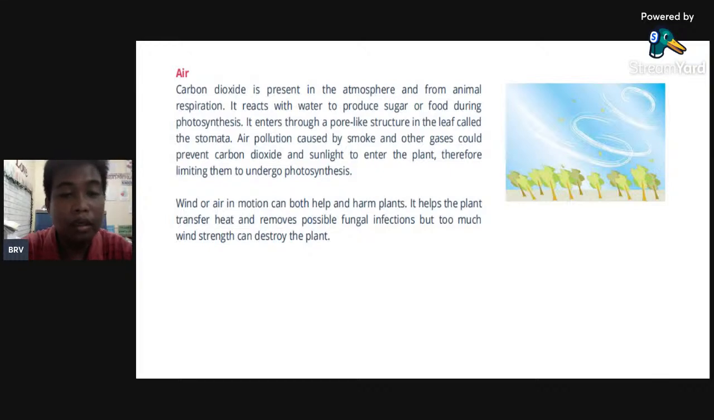Okay, next, wind or air in motion can both help and harm plants. Kung kanang wind or air in motion, pwede po na sila makatabang sa plants and pwede po makaharm. It helps the plant transfer heat and removes possible fungal infections, but too much wind strength can destroy the plants. So kanang hangin makatabang na sa mga tanom.